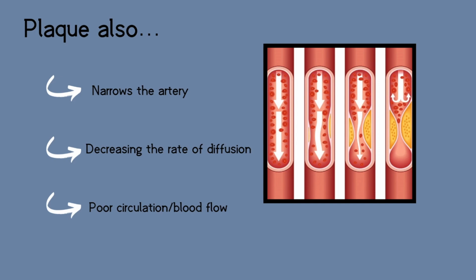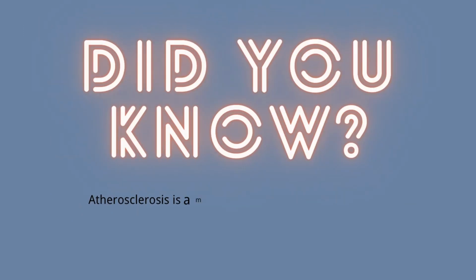In short, plaque narrows the artery, which slows down the rate of diffusion and makes it harder to circulate blood efficiently throughout your body. What happens is your heart would eventually run out of blood supply that keeps the heart muscles from performing their job. Did you know? Atherosclerosis is a major factor in many heart diseases.